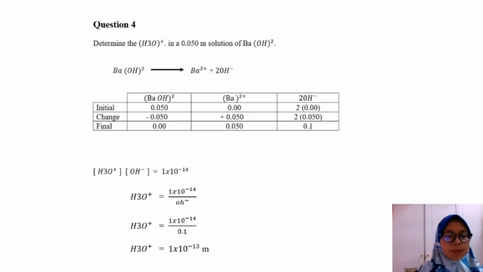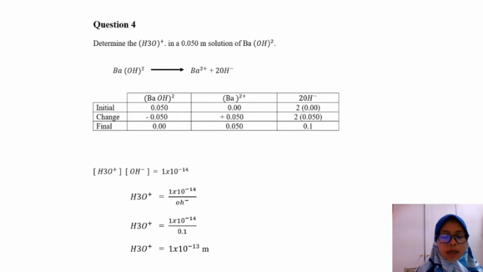So I will explain question 4. The question is, determine the H3O positive in a 0.050 M solution of Ba(OH)2. We know that Ba(OH)2 is a strong base.